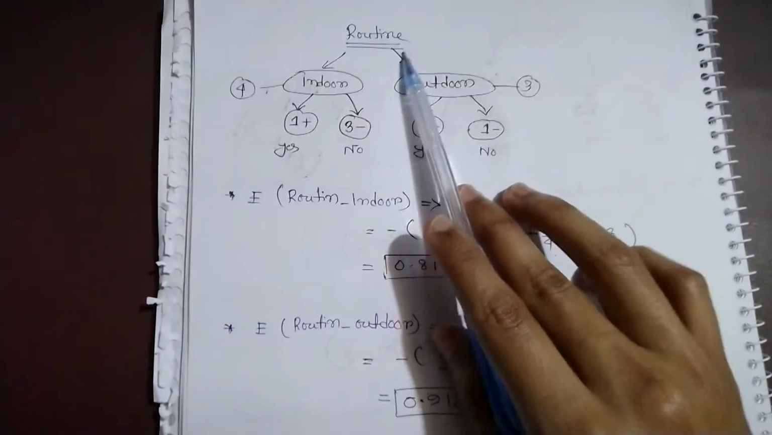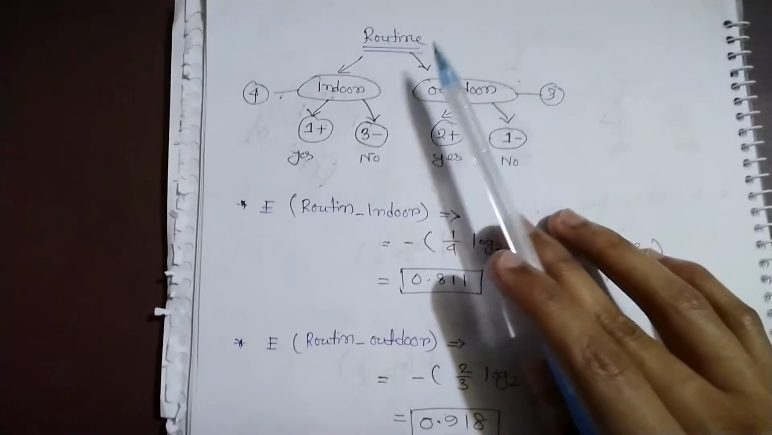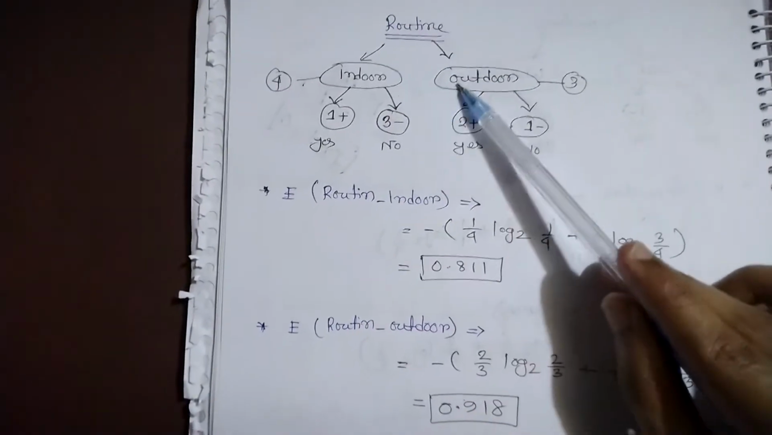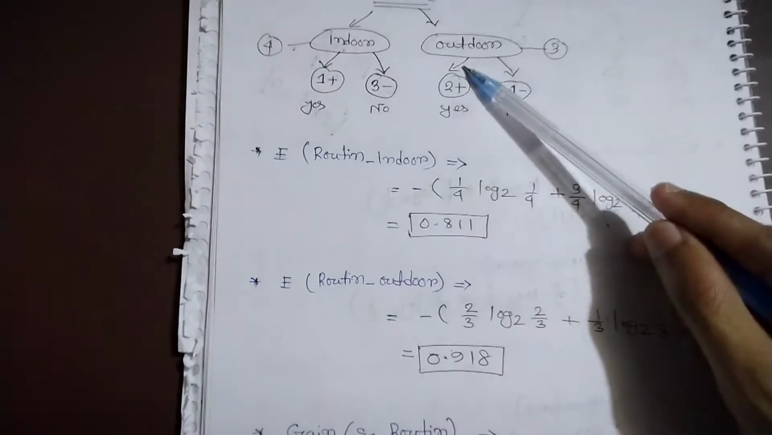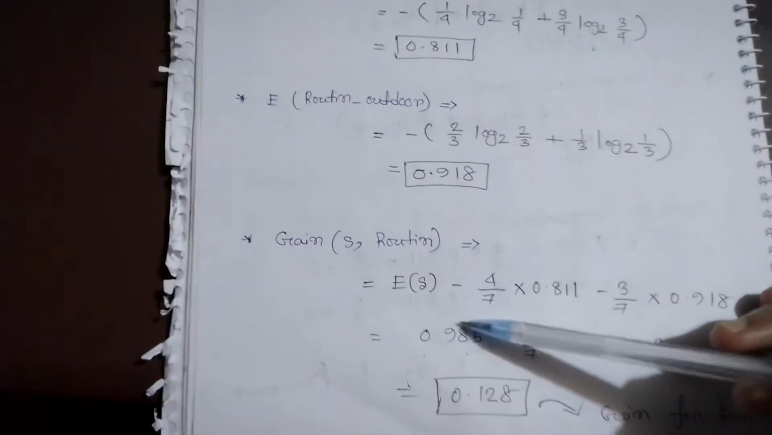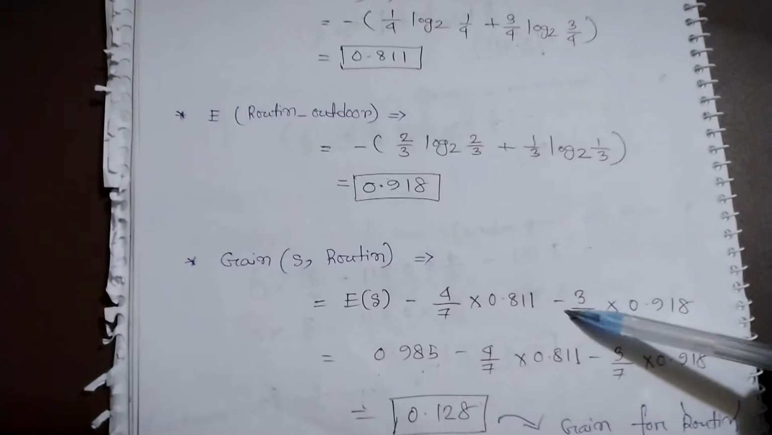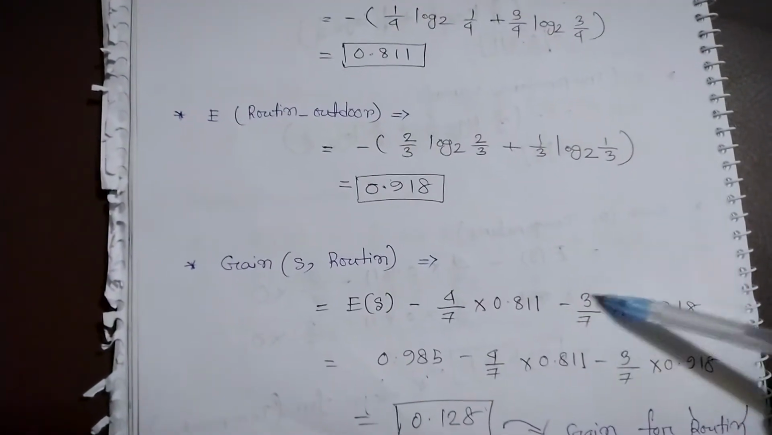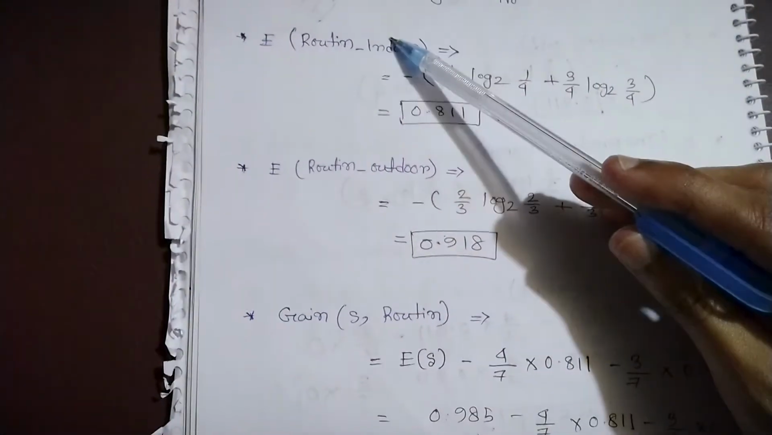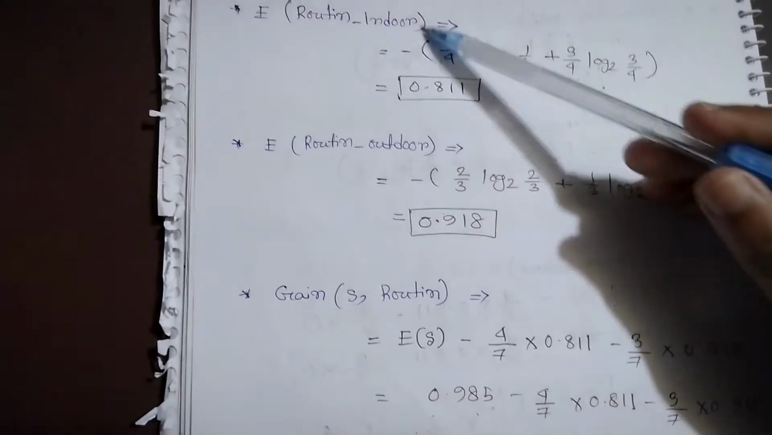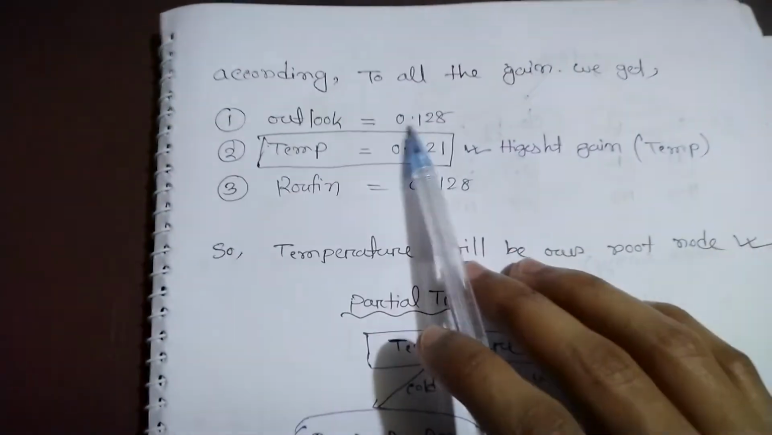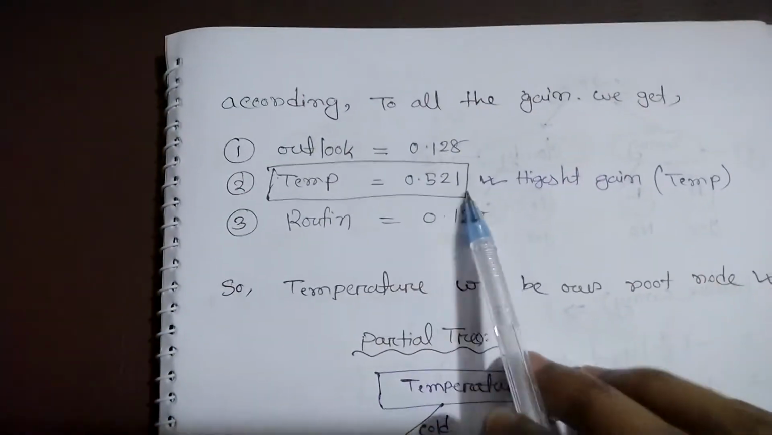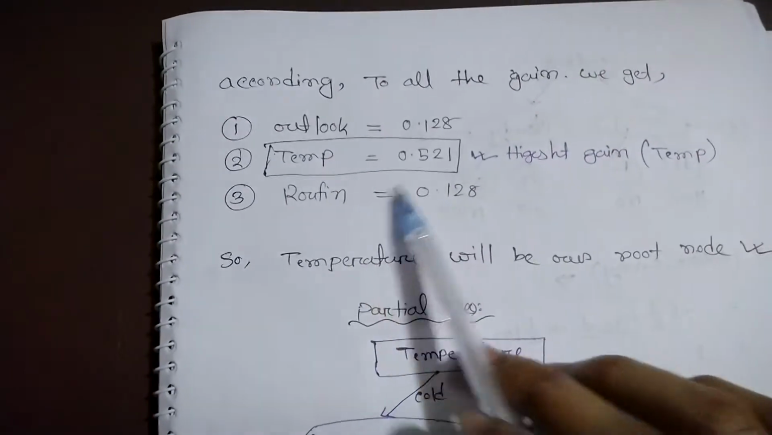In the same way you find it for your routine. I'm not going to explain routine; you will find it the same way as you do entropy for indoor and entropy for outdoor. You find it and multiply its probability with its own individual entropy that you found before. So same way 0.128. So according to all the gains, we have outlook 0.128, temperature 0.521, and routine 0.128.